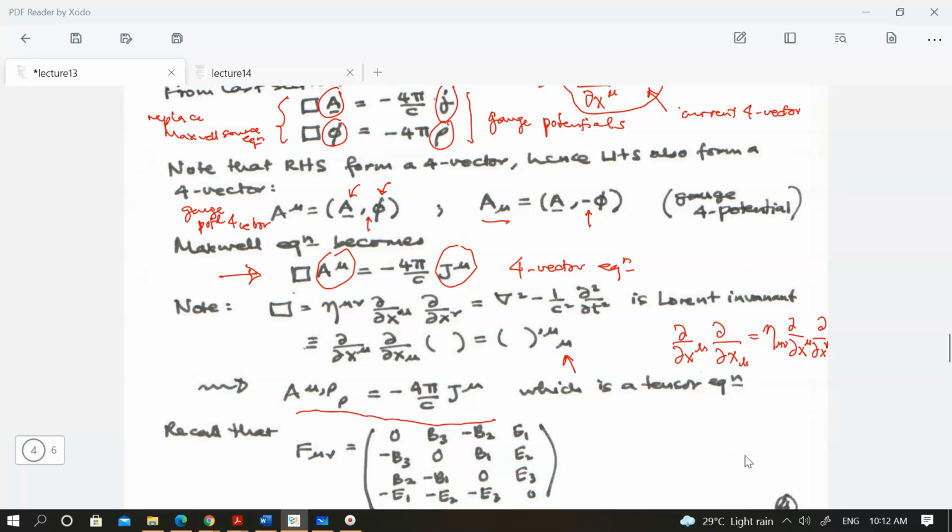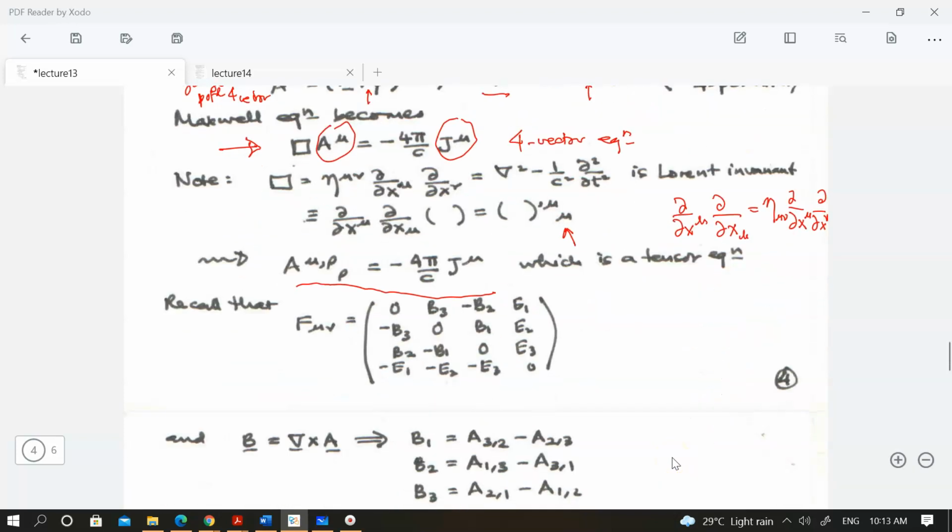Now let's make another connection. The one that we have seen earlier, we talked about the field strength tensor. Recall, let me just write this down. The field strength tensor is the one that we introduced earlier as an example of a tensor. We define it in such a way that this F mu nu is related to the magnetic fields and also the electric fields in this matrix form.